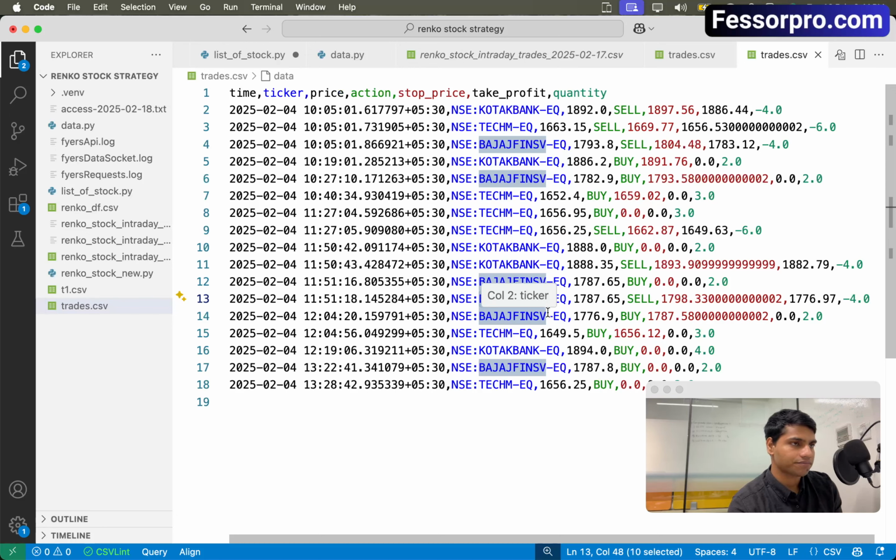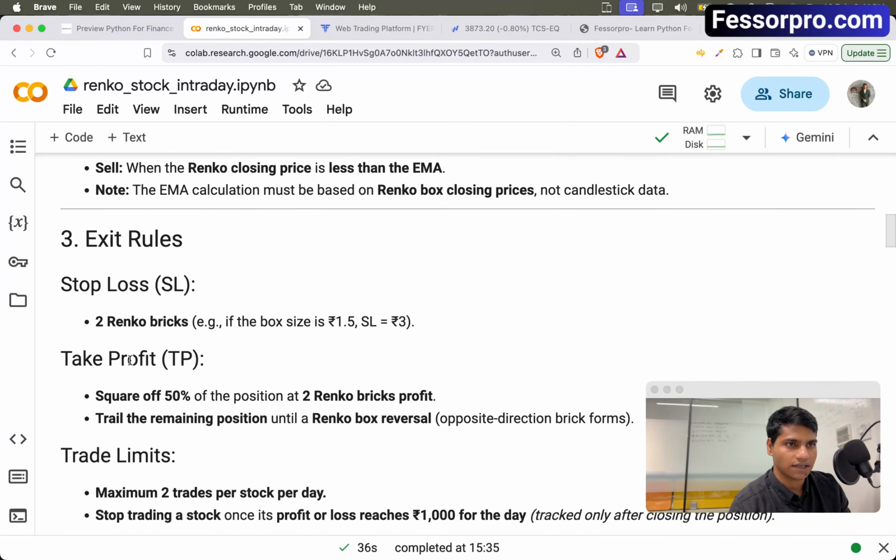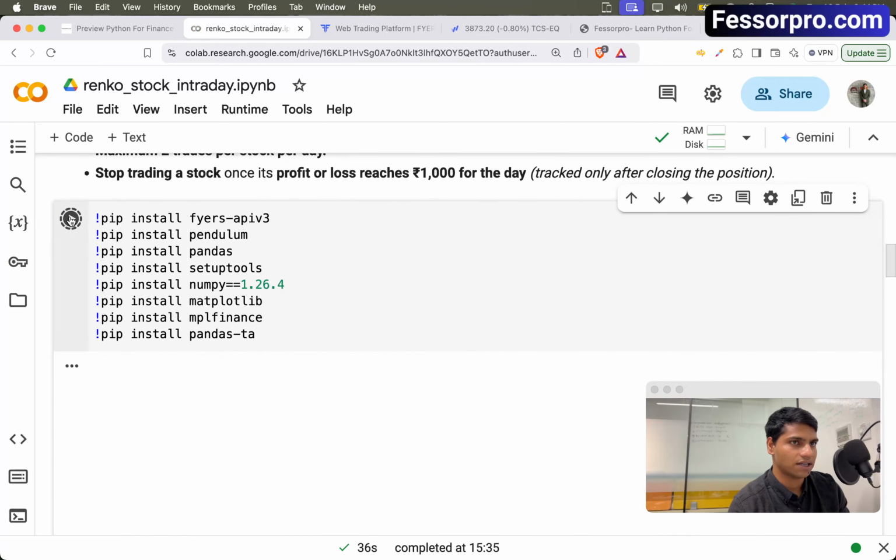So any stock you want to trade, you can look at this file and try to understand how all the trades took place. I'll just repeat again. I think the first cell is done executing. Yeah, it is done.